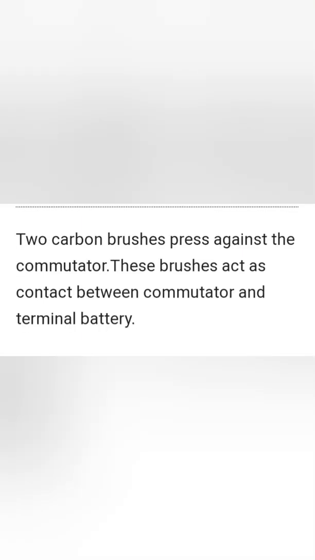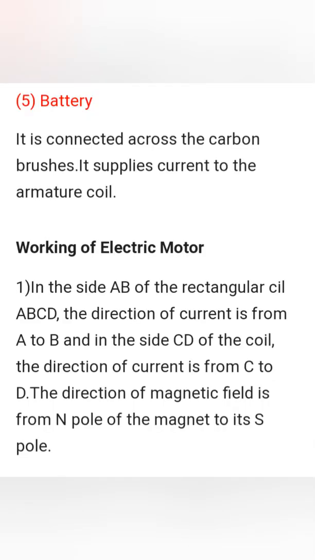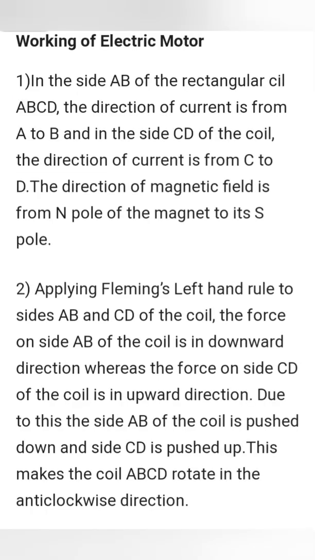These split rings are then connected to the two carbon brushes which are pressing against the commutator. These brushes act as the contact between the commutator, that is the split ring, and the two ends of the battery. Now these brushes are connected to the battery which supplies the current to the rectangular coil, that is the armature.